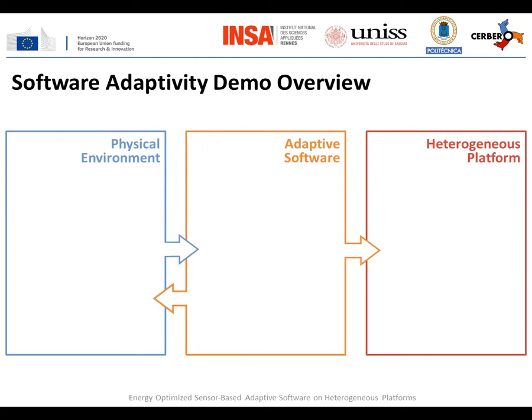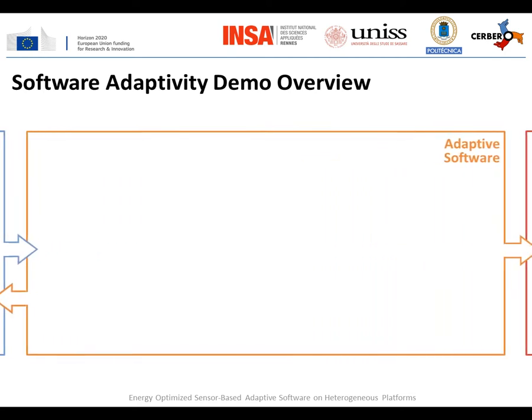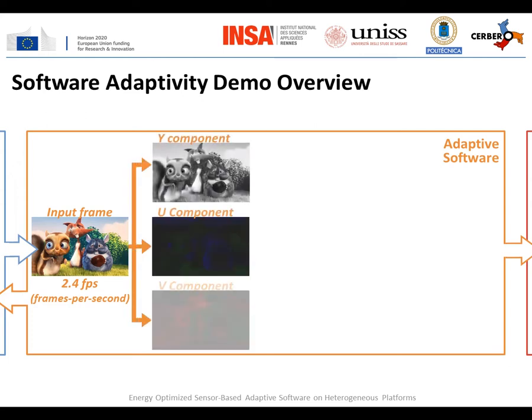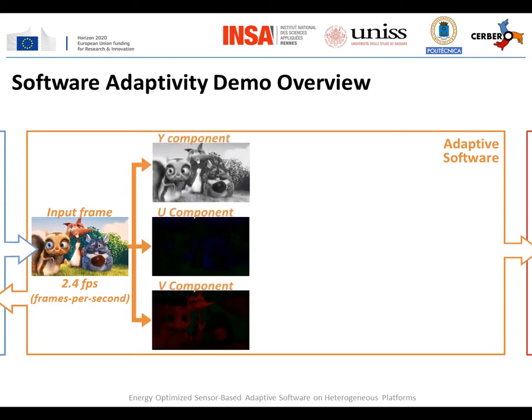The sensors used in this demonstration are a USB camera and a timer embedded on the heterogeneous platform. In this demonstration, the camera is both the sensor providing data to the software, and the sensor triggering the reconfigurations of the adaptive software. The adaptive software implemented in this demonstration is an image processing algorithm used in many computer vision applications. The input image received from the USB camera, at a rate of 2.4 images per second, is first split into its luminance component Y, and its two chrominance components U and V.